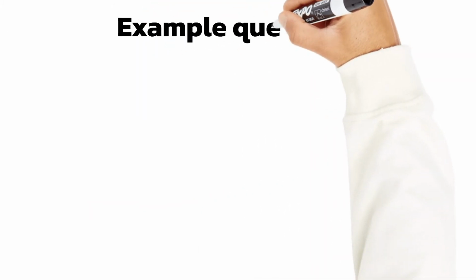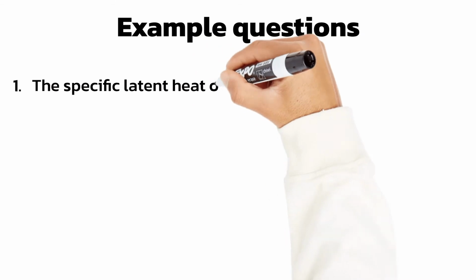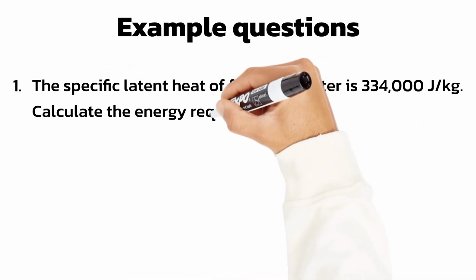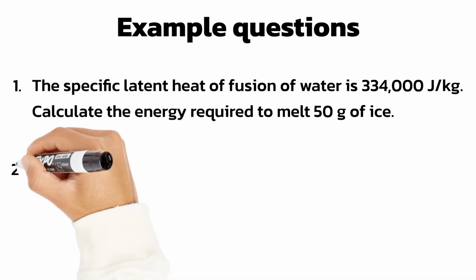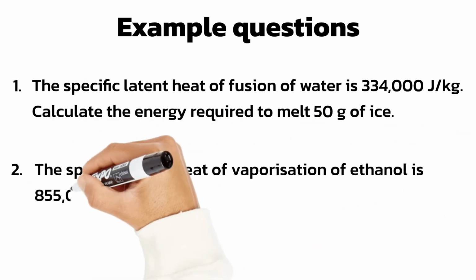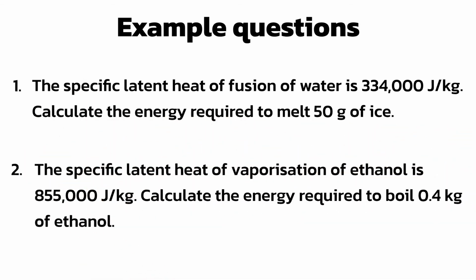Let's try some example questions. Number 1, the specific latent heat of fusion of water is 334,000 joules per kilogram. Calculate the energy required to melt 50 grams of ice. Number 2, the specific latent heat of vaporization of ethanol is 855,000 joules per kilogram. Calculate the energy required to boil 0.4 kilograms of ethanol. Pause the lesson and restart when you're ready to check your answers.